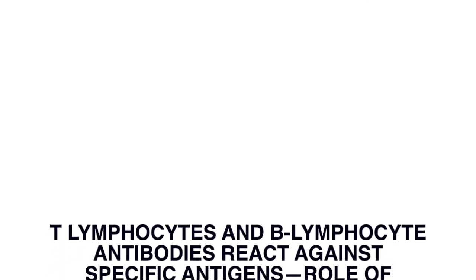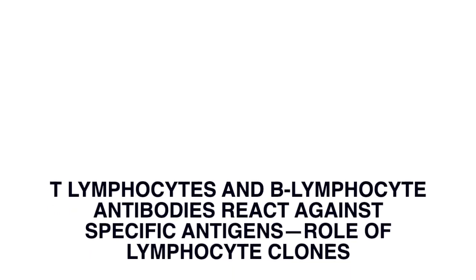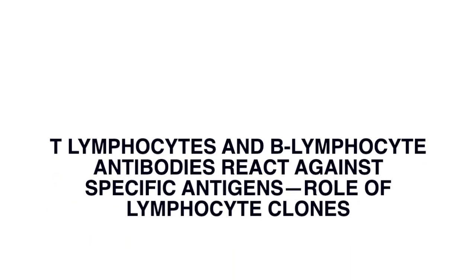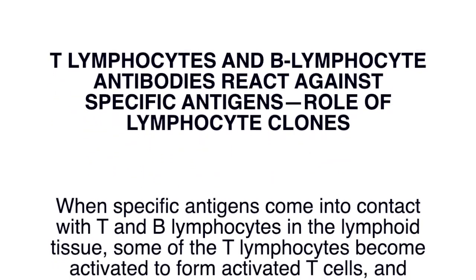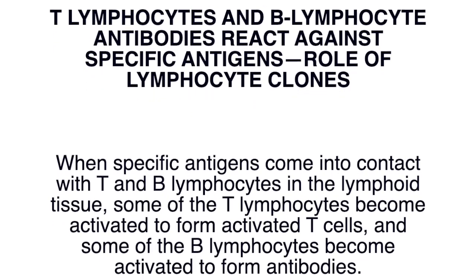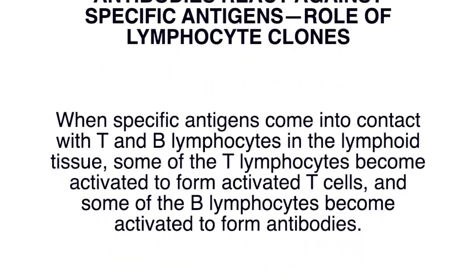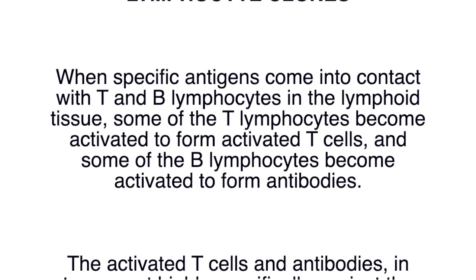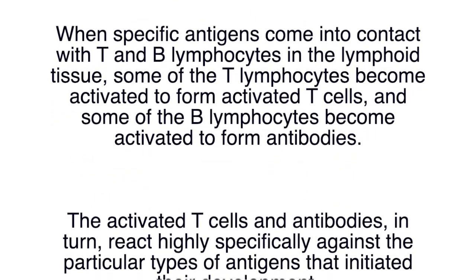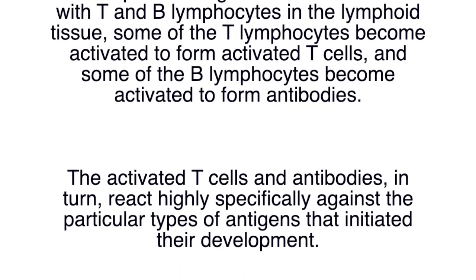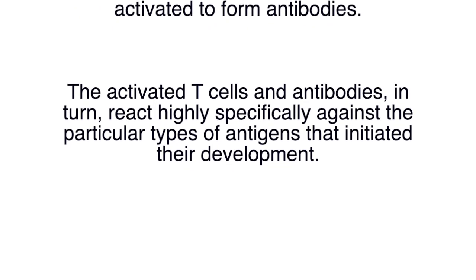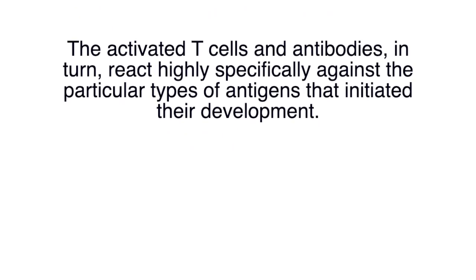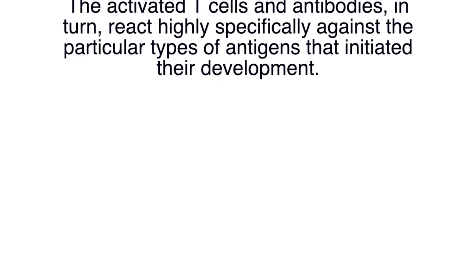T lymphocytes and B lymphocyte antibodies react against specific antigens, the role of lymphocyte clones. When specific antigens come into contact with T and B lymphocytes in the lymphoid tissue, some of the T lymphocytes become activated to form activated T cells and some of the B lymphocytes become activated to form antibodies. The activated T cells and antibodies in turn react highly specifically against the particular types of antigens that initiated their development. The mechanism of this specificity follows.